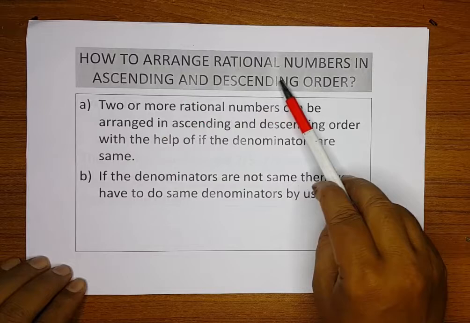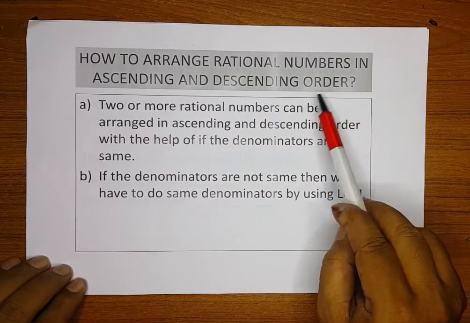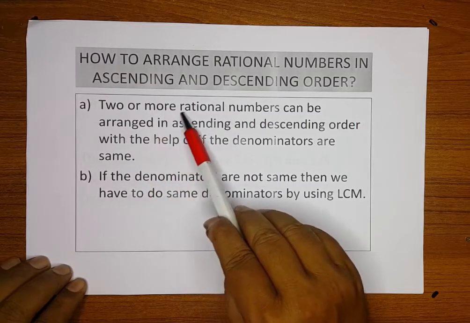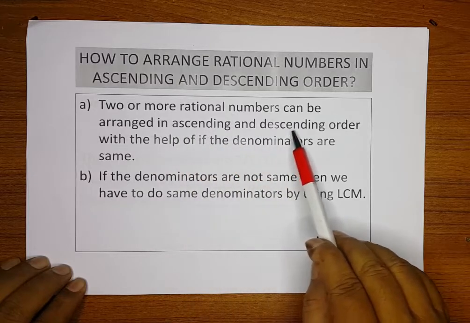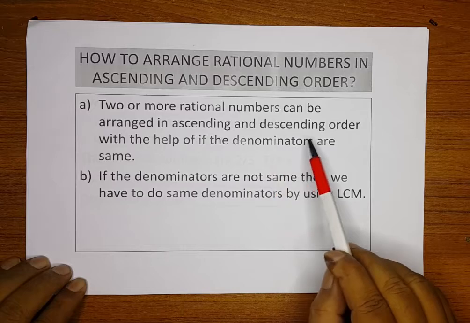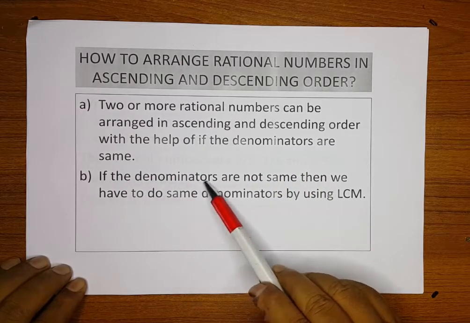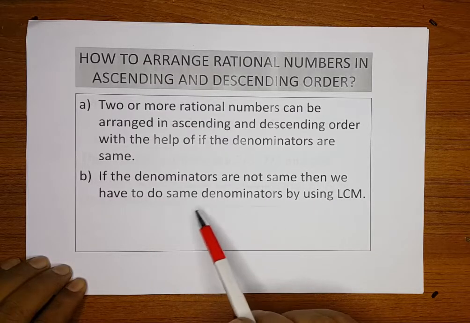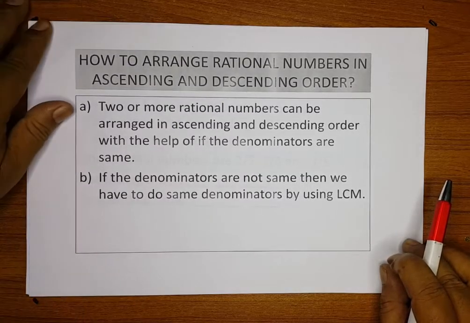How do we arrange rational numbers in ascending and descending order? Here are two methods, students. One: two or more rational numbers can be arranged in ascending and descending order if the denominators are the same. And second: if the denominators are not the same, then we have to make the denominators the same by using LCM.